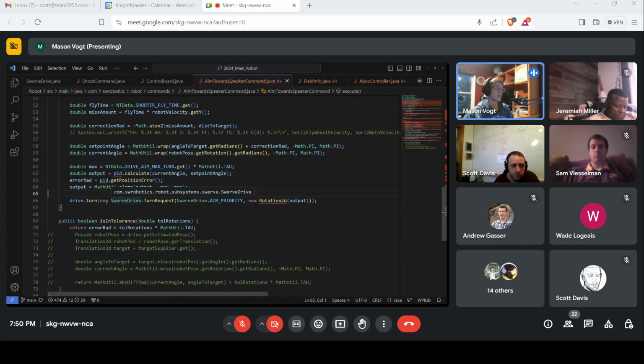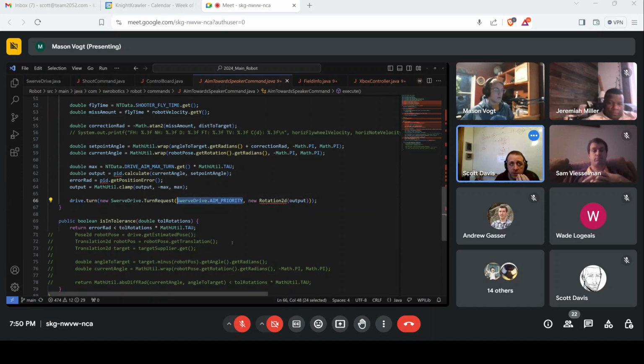We have our swerve drive set up with turn requests and drive requests. This is, I believe, something that we found in the CTRE one. Basically, you can ask it to just turn and do something, and you can ask it to just drive and do something, and it'll be able to do both at the same time. That allows us to do parallel commands. So it's actually got the output and then a priority, so it can choose which one to ignore and which one to do.